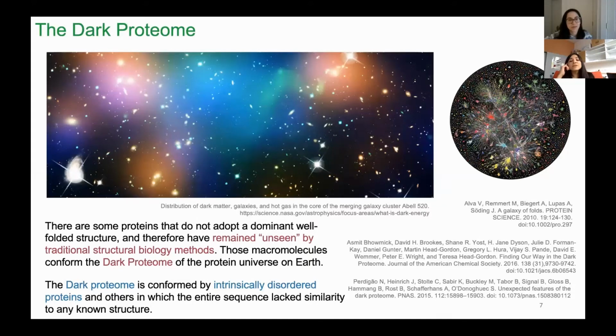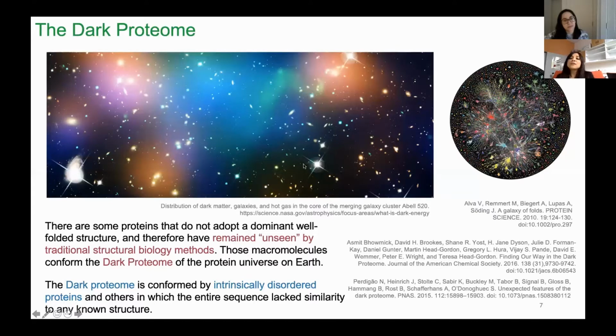But if we look at the universe, we see that galaxies are formed of stars and dust, but they also have dark matter. They are composed of dark matter that remains unseen. But we are talking about the galaxy of folds. And in biology, there are also some proteins that form part of the dark matter. These proteins have remained unseen by traditional structural biology methods. These macromolecules conform the dark proteome of the protein universe on Earth.